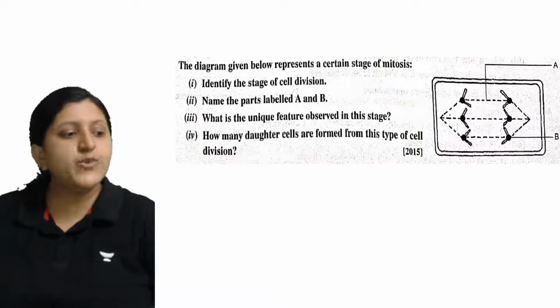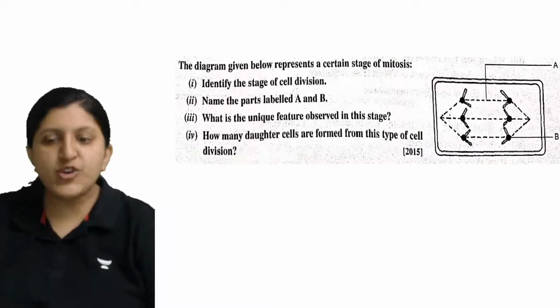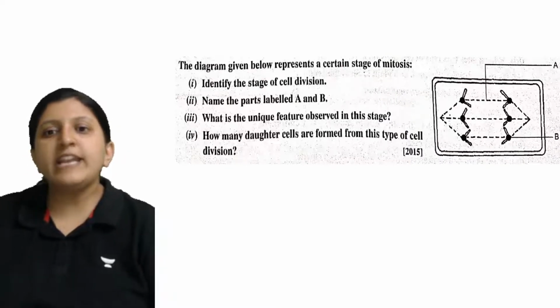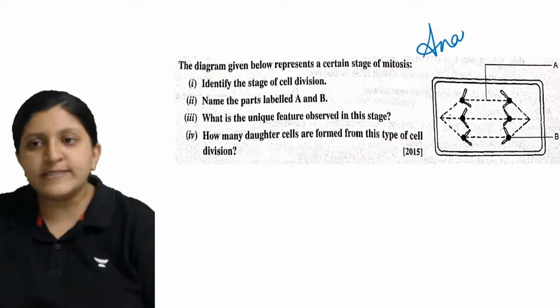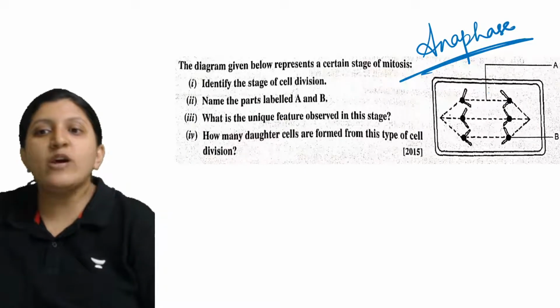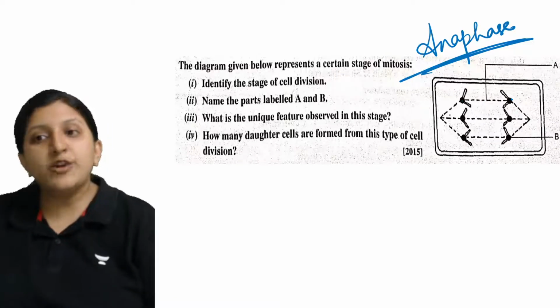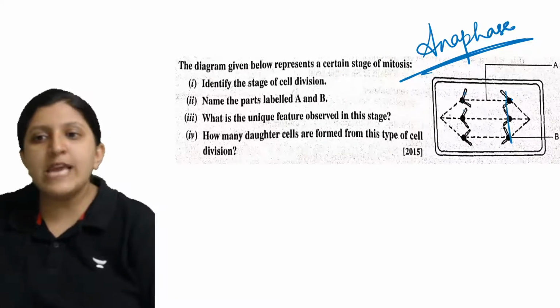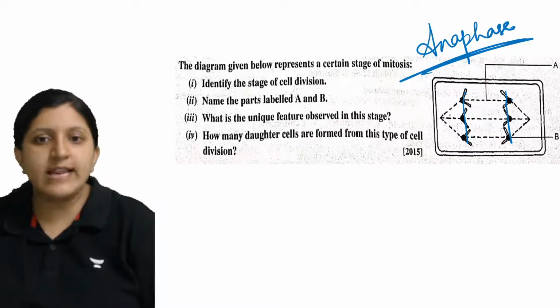Okay, so this one is basically: the diagram given below represents a certain stage of mitosis. Identify the stage of cell division. So this is anaphase. You can see it because the splitting up of the centromere has occurred and the chromatids have moved towards the opposite poles. So in that case, anaphase is the stage of cell division.